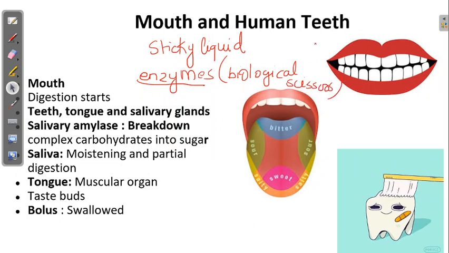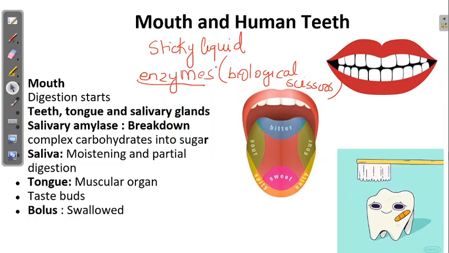Biological scissors. Generally, what do we do with our scissors? We cut down something, right? In the same way, enzymes are used to cut down the complex substances into simple substances. Okay. Now, which enzyme is present in saliva?